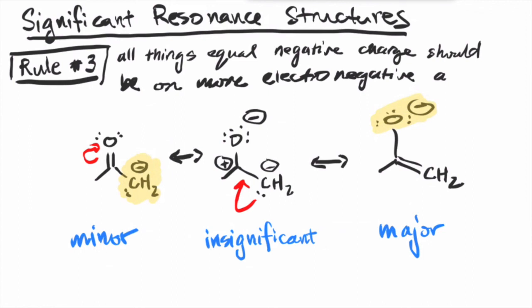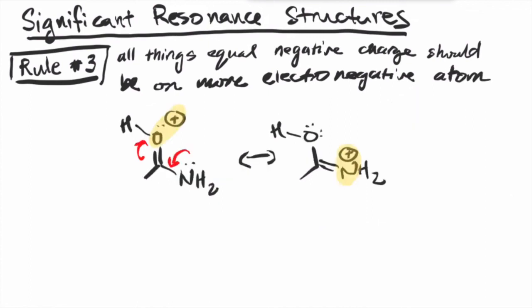Now this rule also works if you have a positive charge. So if all things are being equal, the positive charge should be on the less electronegative atom. Just like in this example here, the structure on the right will have a positive charge on a less electronegative atom, so this would be our major contributor. And the structure on the left has a positive charge on a more electronegative atom, so that's not what we want. So that's going to be considered the minor contributor. All right, so this wraps up our discussion on resonance structure.